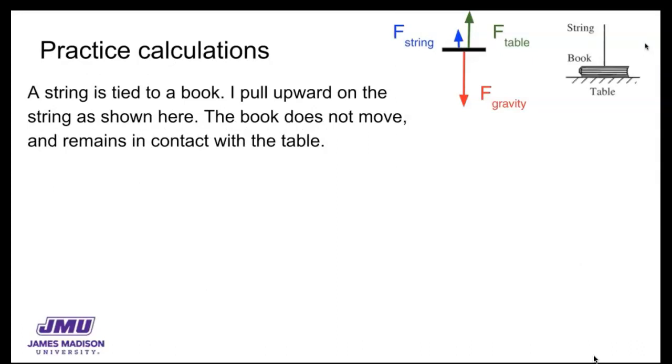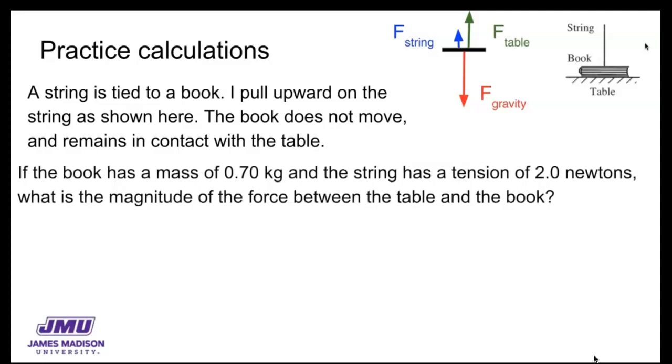This first example should look really familiar also. We had the free body diagram that we drew in the previous video. We had this book on the table, and I'm pulling up on the string, and here's our free body diagram, and we're going to do a calculation now. This is a pretty typical intro physics question. If the book has a mass of 0.7 kilograms and the string has a tension of 2 newtons, what's the magnitude of force between the table and the book?